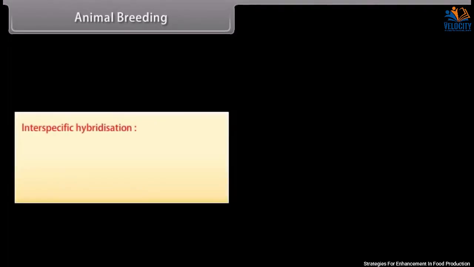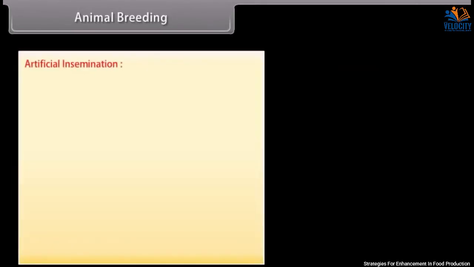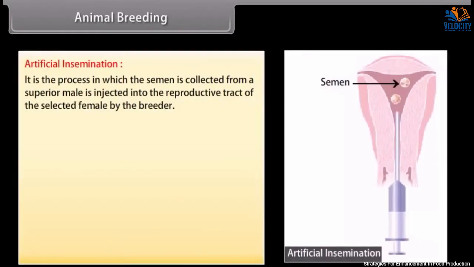Interspecific hybridization. It is a method of outbreeding in which male and female animals of two different species are crossed to combine the desirable features of both the parents into one. For example, a mule is produced by a cross between a male donkey and a female horse. Artificial insemination. It is the process in which the semen is collected from a superior male and is injected into the reproductive tract of the selected female by the breeder.